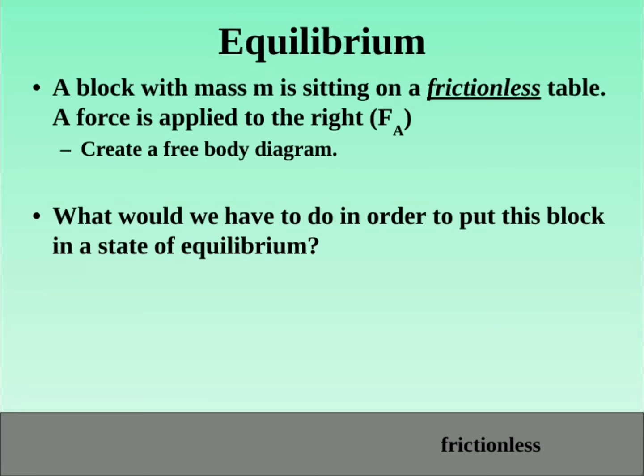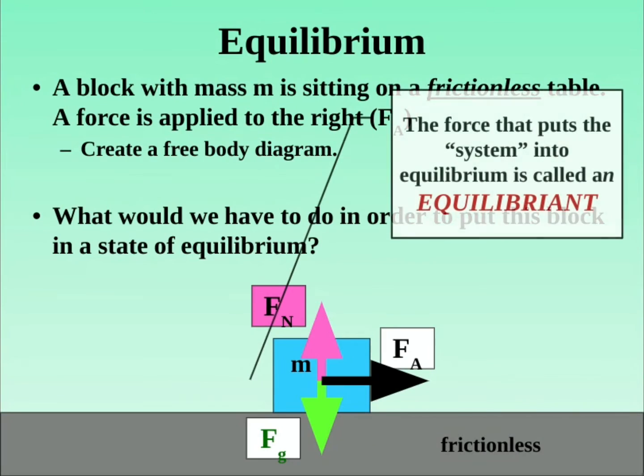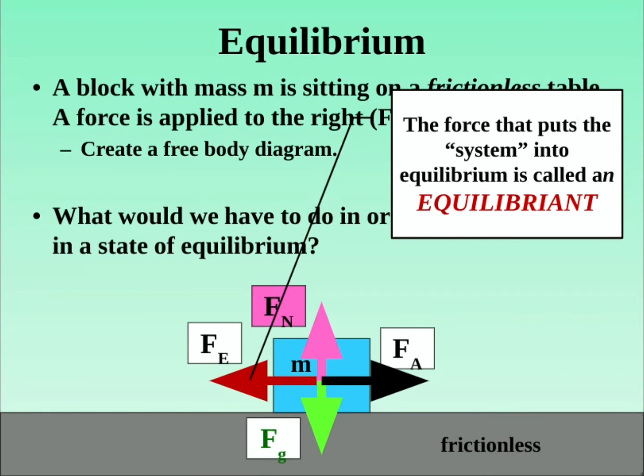So we have this frictionless floor, we have our mass, we have our forces in the y direction, the gravitational force down. Since in contact with the floor, we have a normal force pointing up. And then we have this applied force to the right. So the force that puts the system into equilibrium is called an equilibrant force. So there has to be some type of equilibrant force going to the left, which in this case could be someone pushing on the other side or something else to keep it in equilibrium.